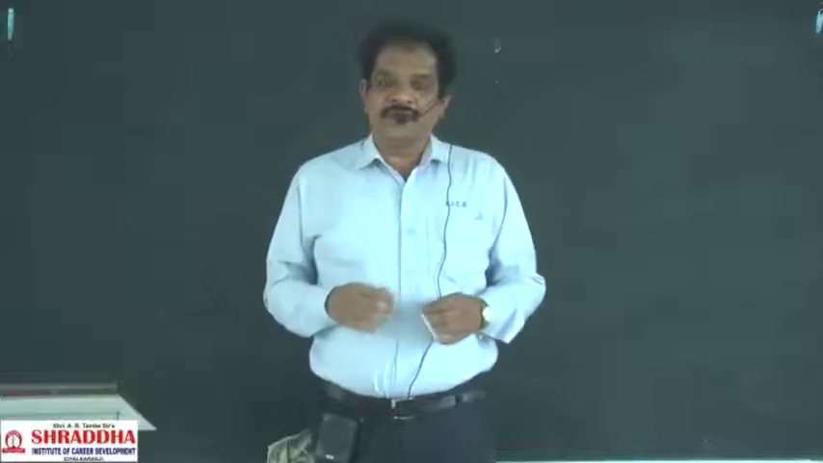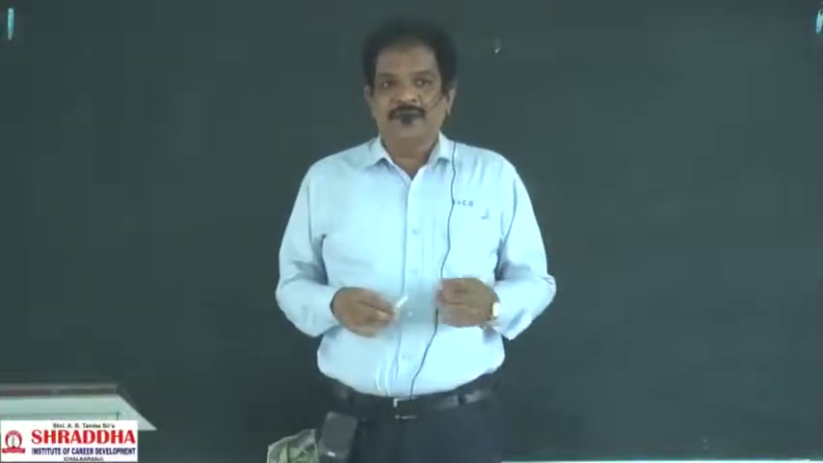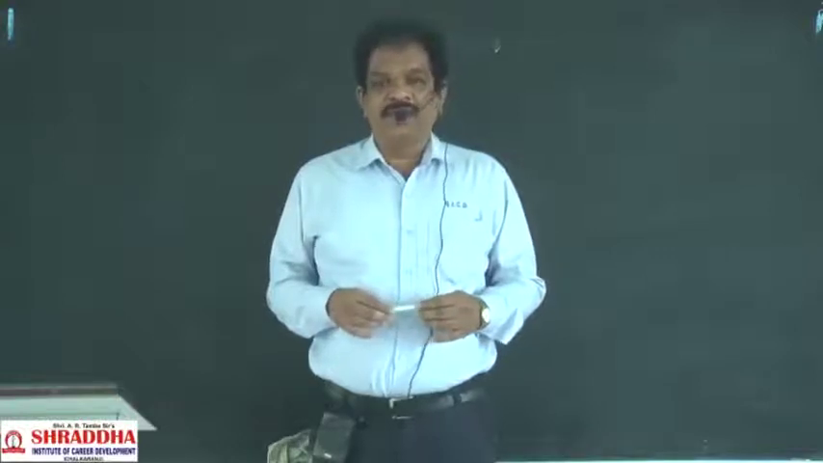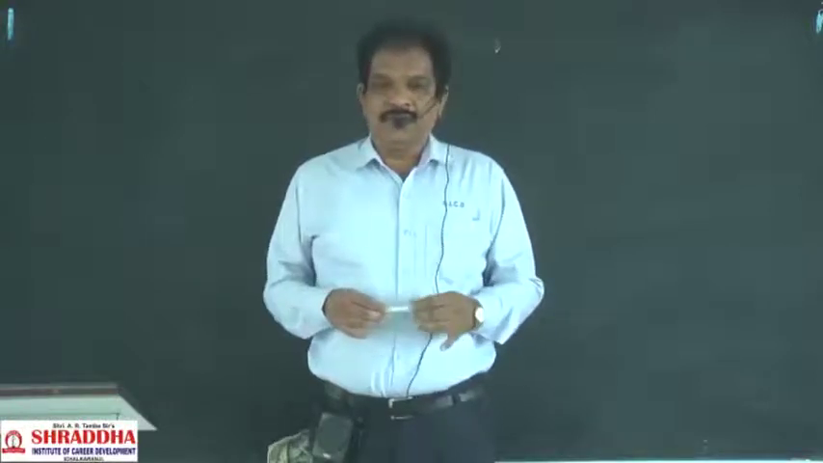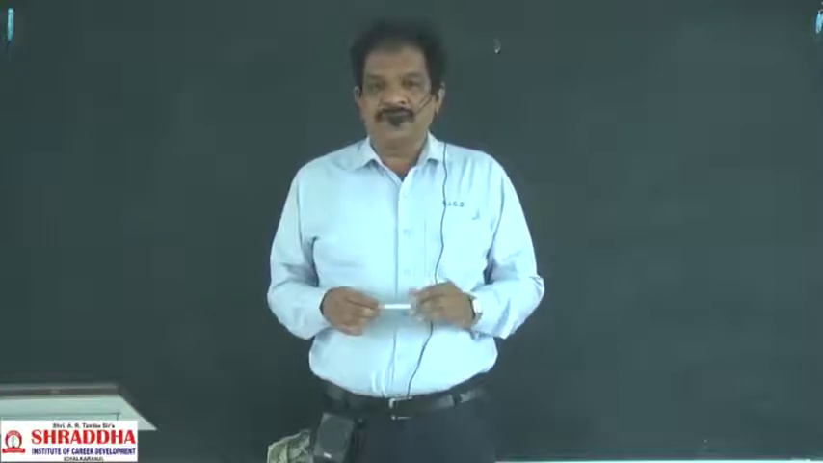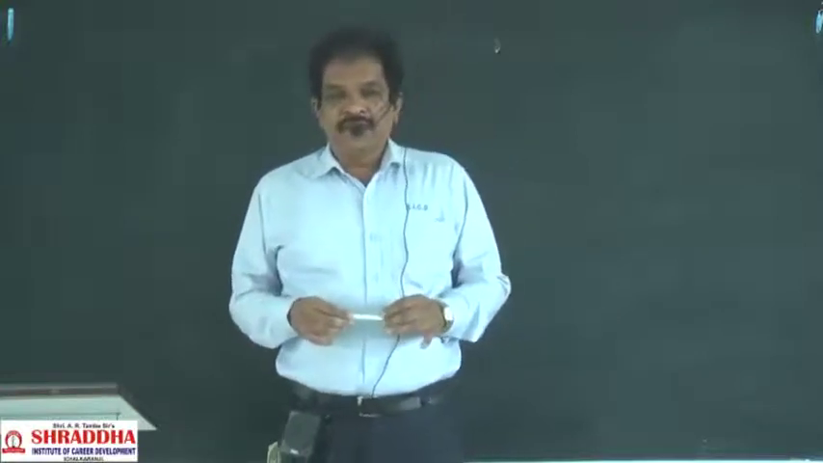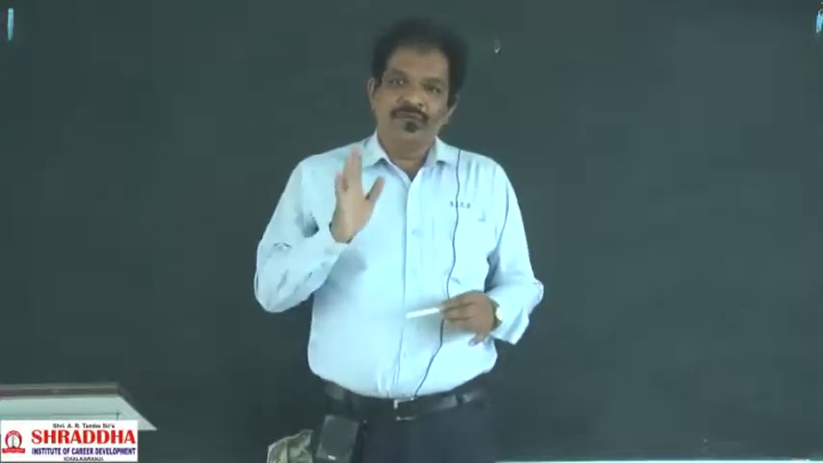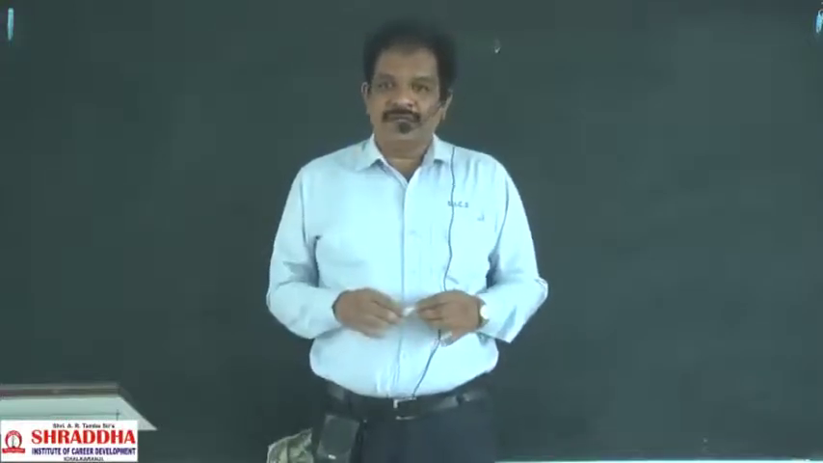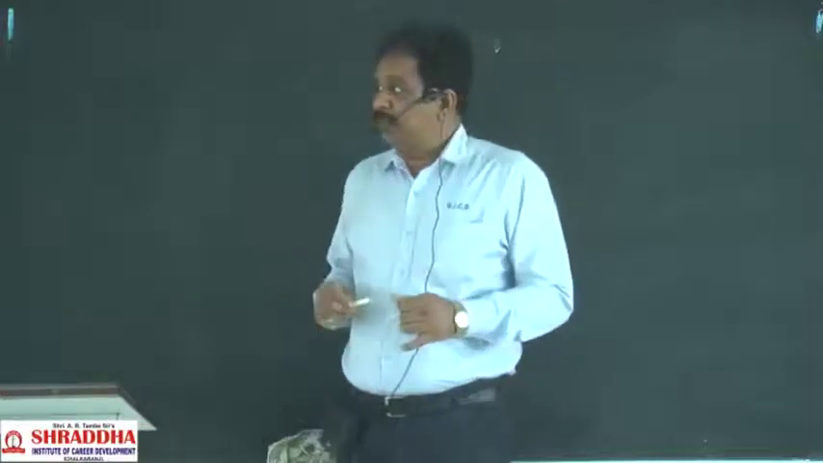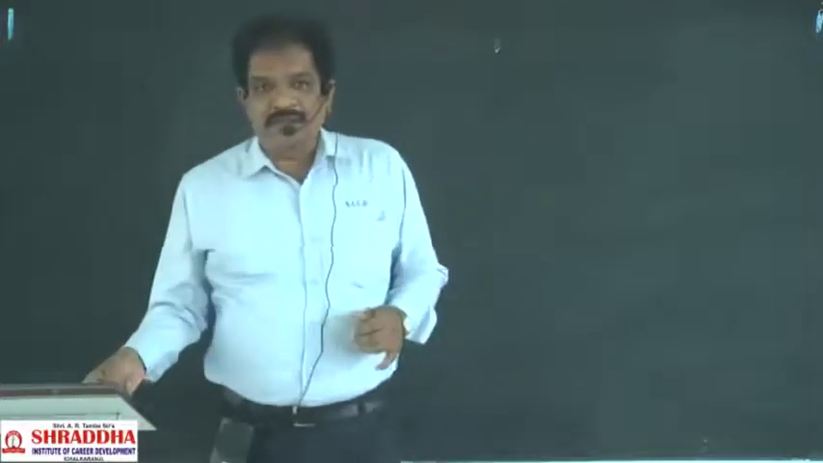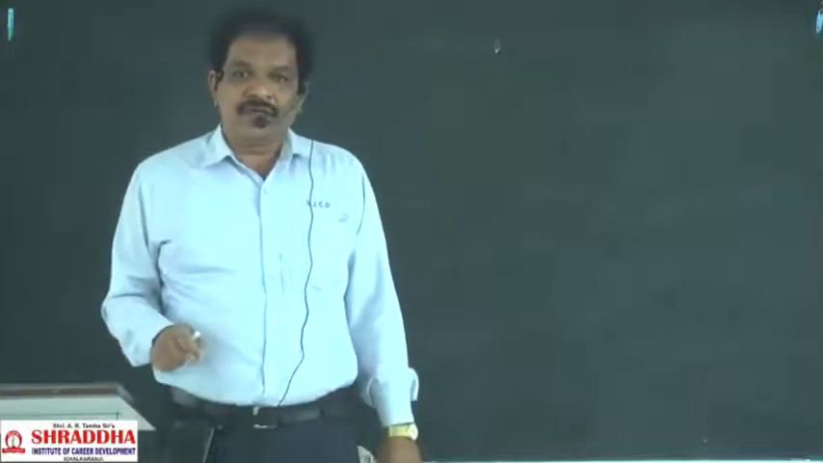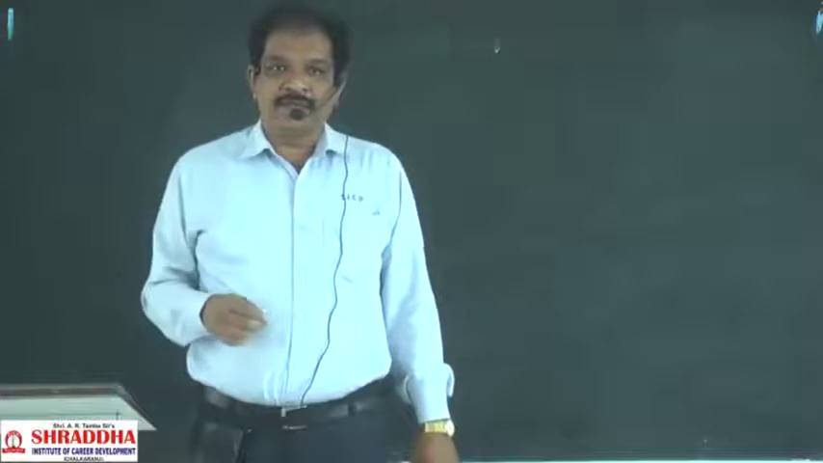The instantaneous acceleration, a formula dv by dt, or v into dv by ds, or d square s by dt square. These three formulas we can use to find the instantaneous acceleration. That is completed. Next, after that, displacement time graph, velocity time graph, acceleration time graph.